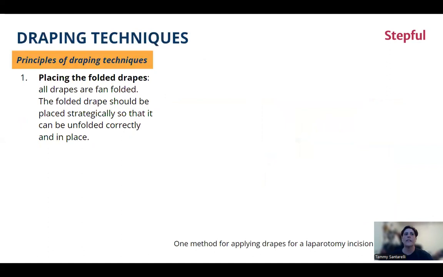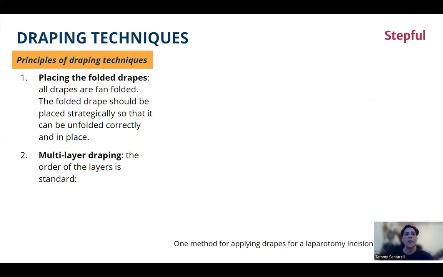All right, so now let's get to how we're going to drape. Placing the folded drapes. All drapes are fan folded. The folded drapes should be placed strategically so that they can be unfolded correctly in place. Here's the thing about drapes. They usually come and say, put left hand here, right hand here. They kind of give you steps. Sometimes they'll say to head and then to feet, and they'll have arrows. So it's kind of dummy proof, but you still have to read it and make sure you place it properly.